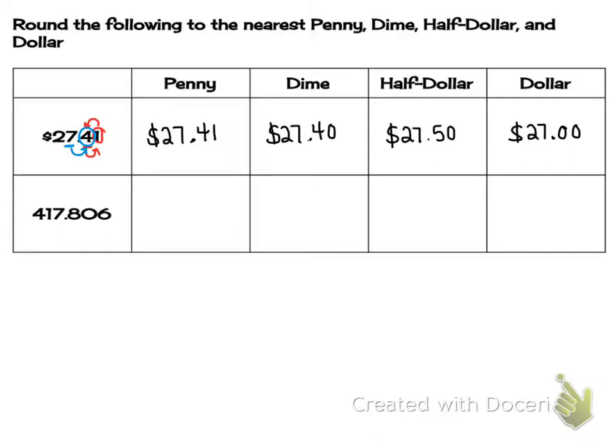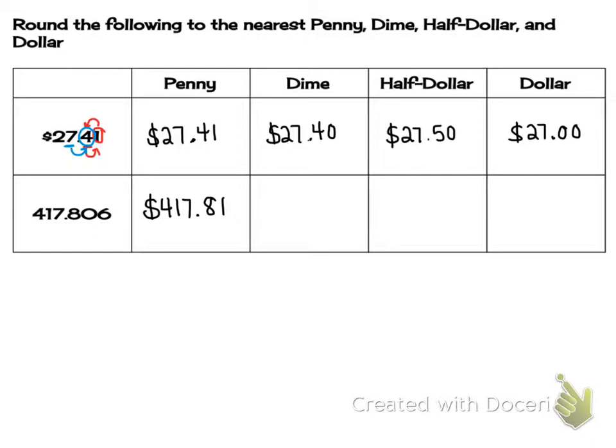Okay, welcome back. We're looking at 417 and 806 thousandths. Now, we want to round this to the nearest penny, so we have to start by writing it in the hundredths place. So I look at my hundredths, which is 0, and I see the 6 tells me to round it up. So my nearest penny is going to be $417.81, because that 6 tells you to round it up to a 1.